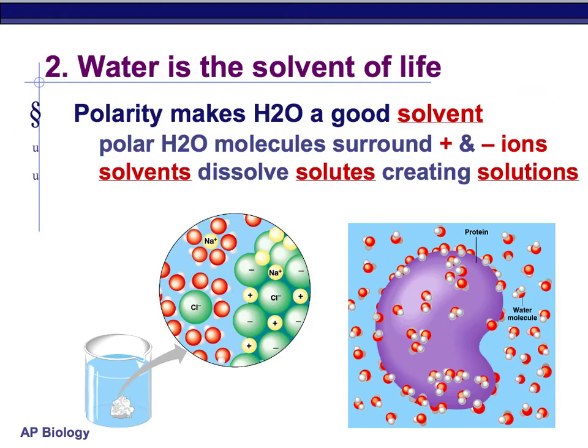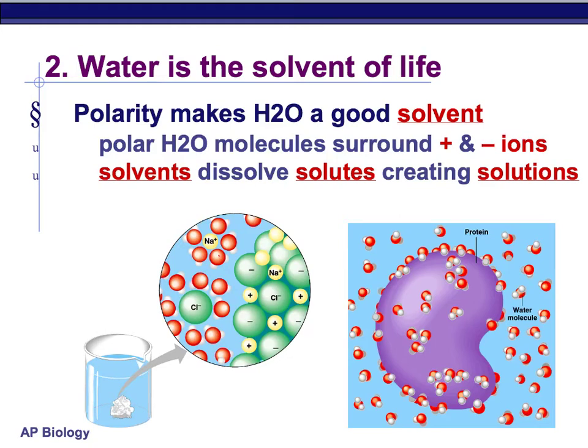Okay, number 2, water is the solvent of life. Because water is polar, because it's slightly positive on one side and slightly negative on the other side, it's a good solvent. It can break up solutes and kind of compartmentalize them, like prevent them from getting back together, thereby creating solutions. So if you look at this picture, this is the classic salt and water picture. All the red dots represent the water molecules, and the little yellow dots represent sodium, and the big green dots represent chlorine. Well, this is literally how water works.